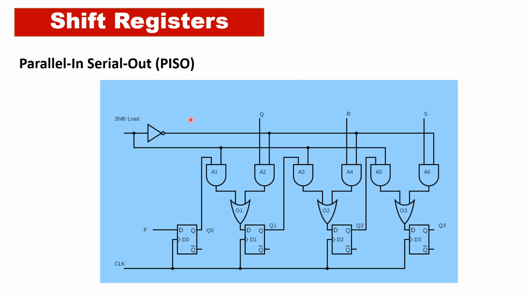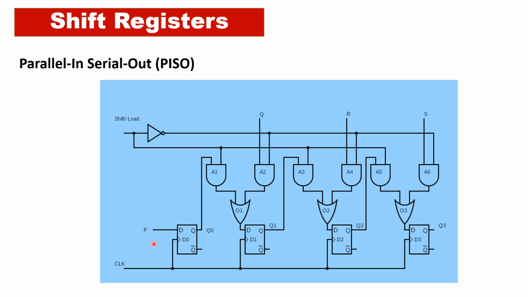The input data is loaded into the shift register in parallel. Each bit of the input data is placed directly into one of the shift register flip-flops simultaneously. A load signal is used to control when the parallel data is loaded into the register. Once the data is loaded, the shift register can shift the bits out one by one, starting from the most significant bit or the least significant bit, depending on the design.